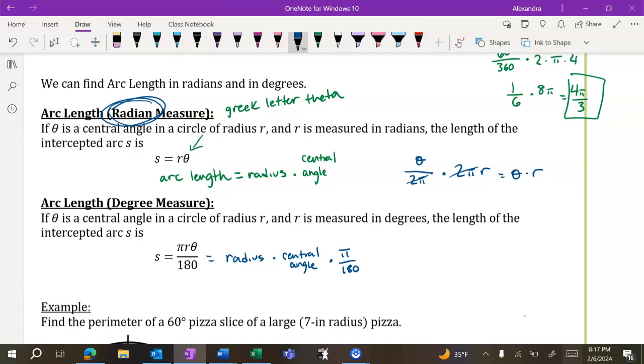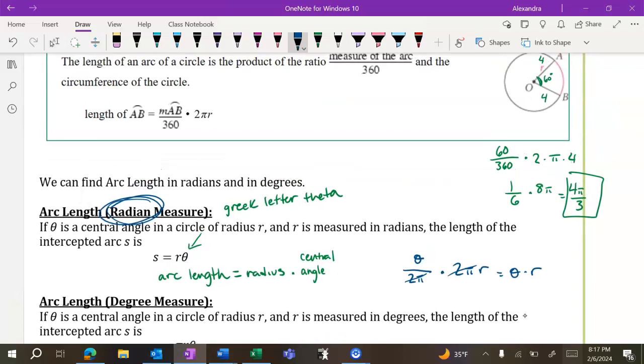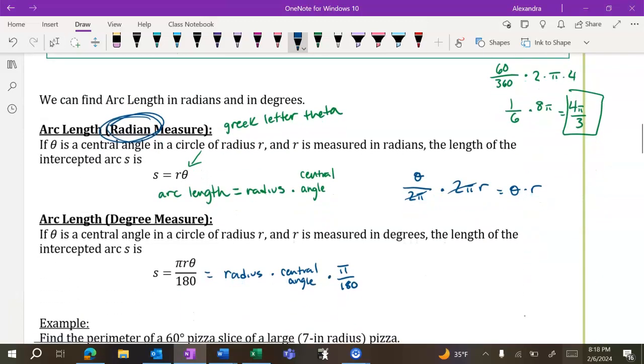However, we can still use the same equation that we started with. If we were to use that same angle over 360 times 2 pi r, the only real difference between this equation and this equation is that they simplified the 2 and the 360. So notice that even though this is a totally different way of thinking, it ends up being the exact same math. So either one of these equations is going to work. It's going to give you these same values.